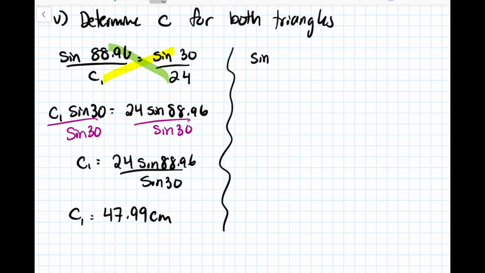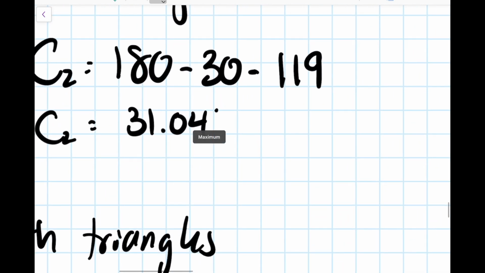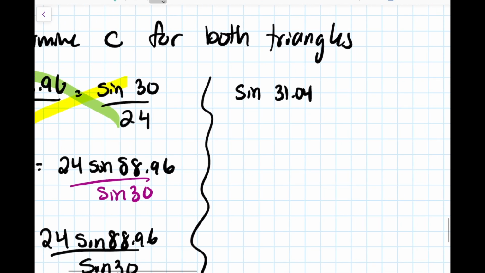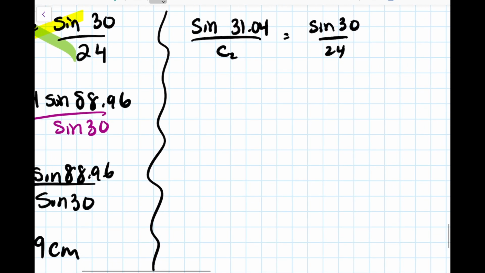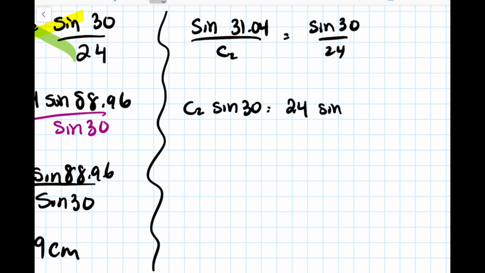Then you go through and you do the exact same thing for the other triangle. So now it's going to be sine of 31.04, right? So that was the angle that we calculated for C2, over side C2. And then that's still going to be sine 30 over 24. Right, so that was given to us in the question. We do our cross multiplication and all that. We get C2 sine of 30 equals 24 sine of 31.04. We divide both sides by sine of 30.